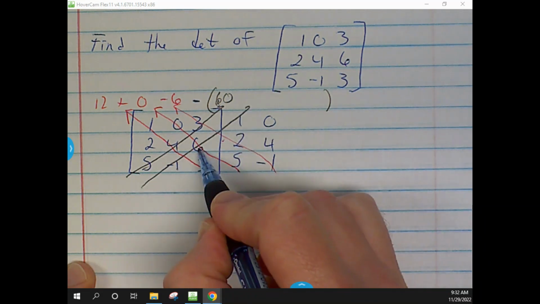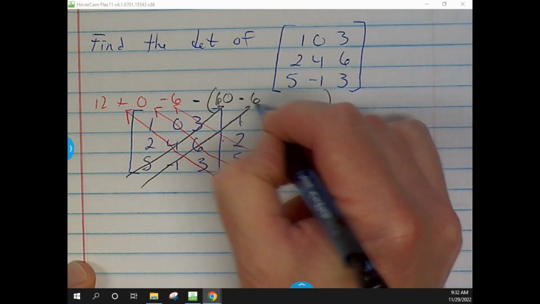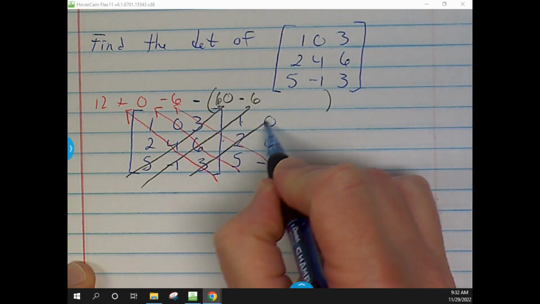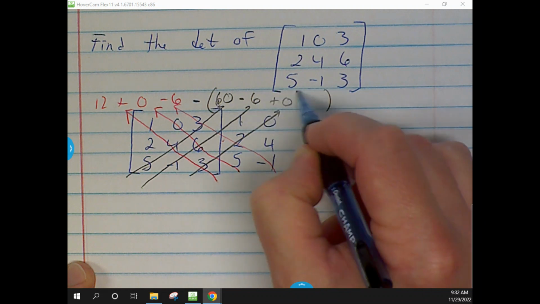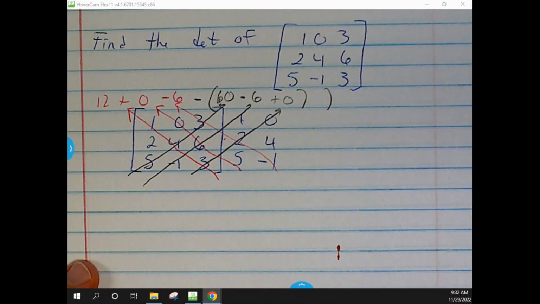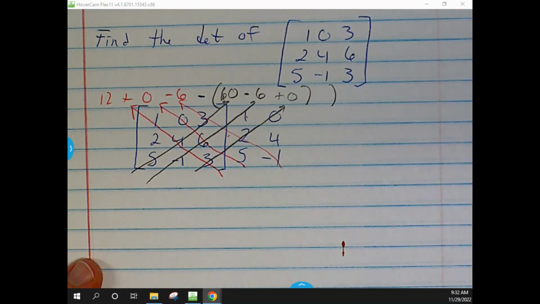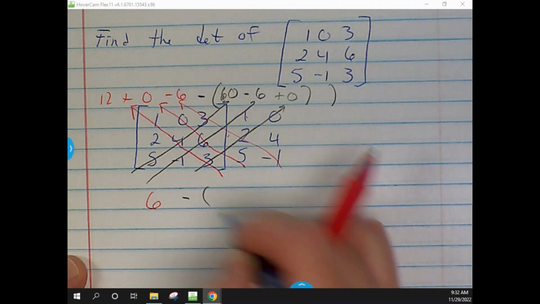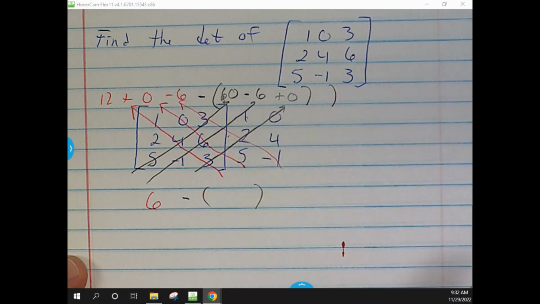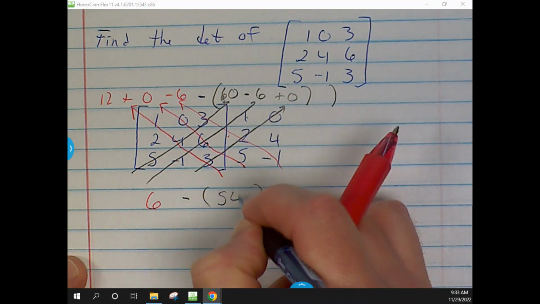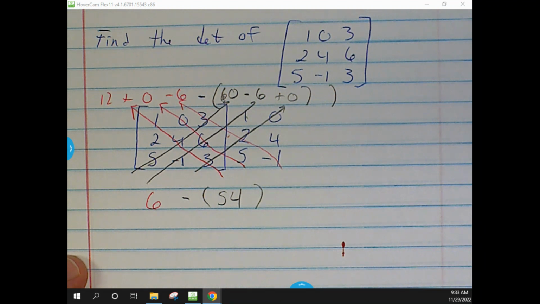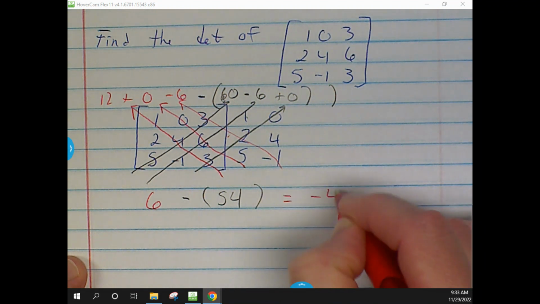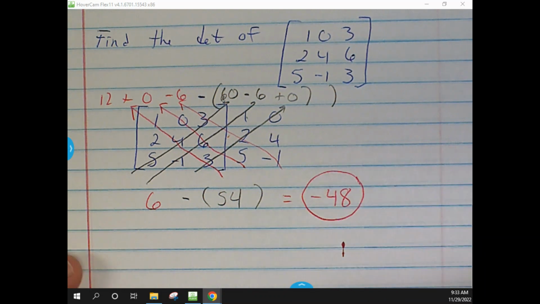Then it's -1 times 6 times 1, so that is -6. And then 3 times 2 times 0 is 0. Right, so we got all this clutter in here. So basically, if we look at the red part, it's 12 minus 6, which is 6, minus 60 minus 6 is 54, plus 0, that's 54. So that's just 6 minus 54, which is negative 48.